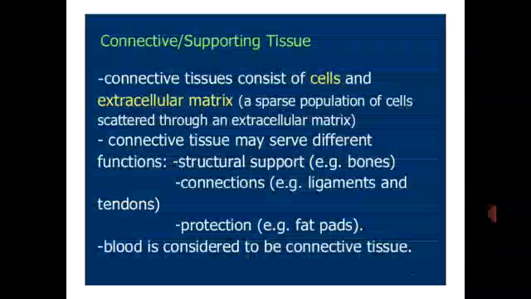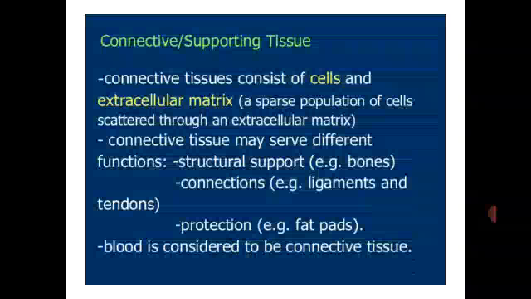Connective tissues serve a connecting function. Connective tissues are made up of cells and extracellular matrix. Connective tissues perform different functions. They help in structural support, and structural support helps with the bones, and due to the bones we can move from one place to another place. Connections: ligaments and tendons, protection.